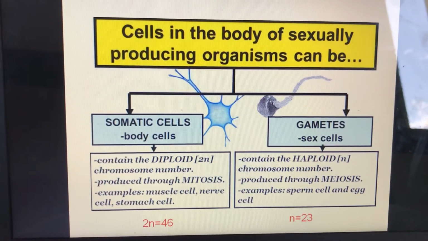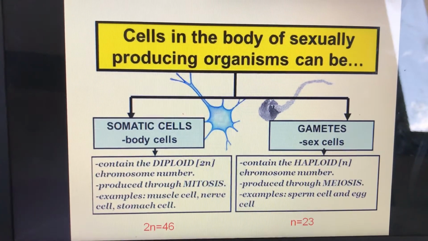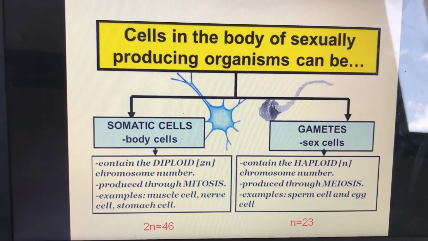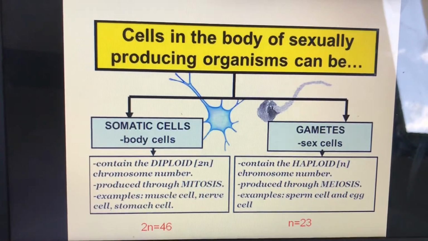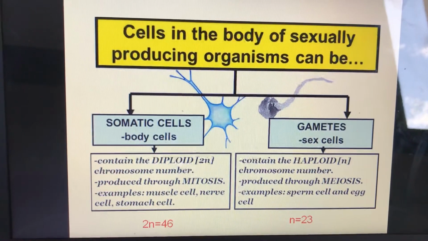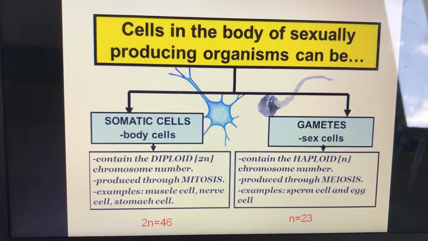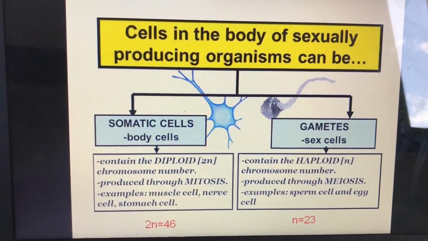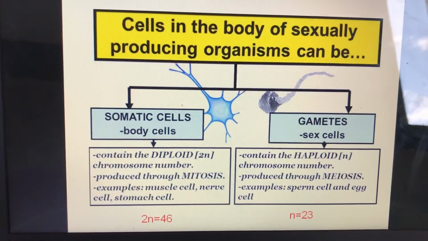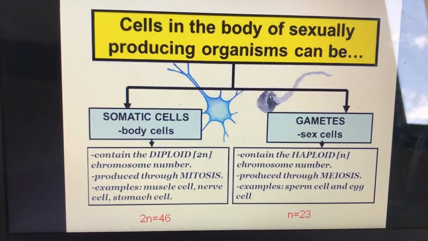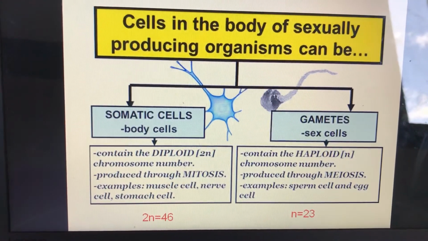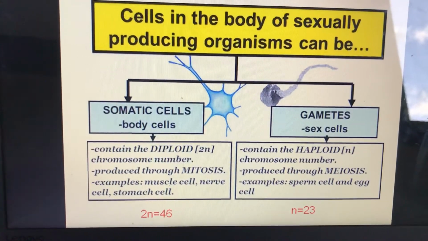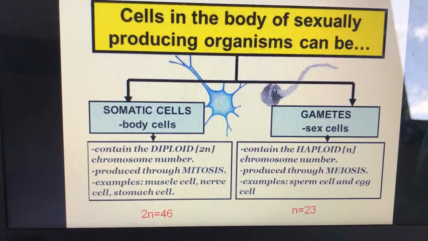In this slide, you can see the difference between a somatic cell, which is a body cell, an example of which is a nerve cell, a stomach cell, or a muscle cell, versus the gamete, also called a sex cell, which is what we know as male sperm cells and female egg cells. So what is the difference between a somatic cell, or body cell, and a gamete? A somatic cell is produced by mitosis, while a gamete or sex cell is produced by meiosis.